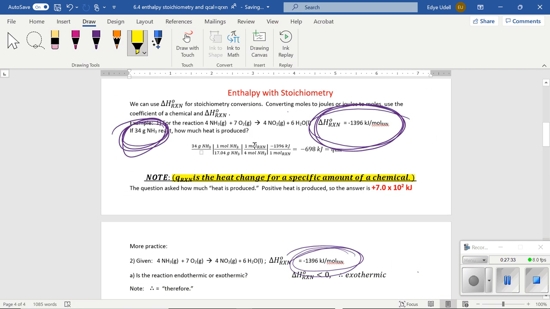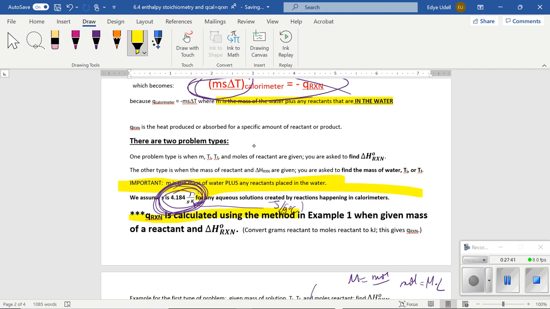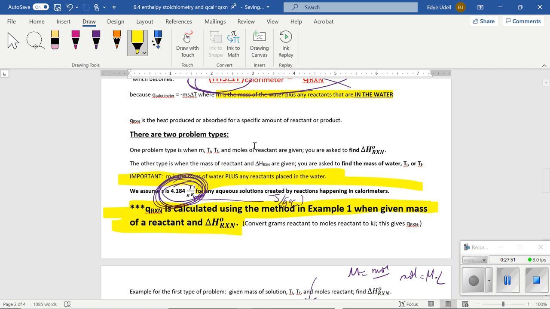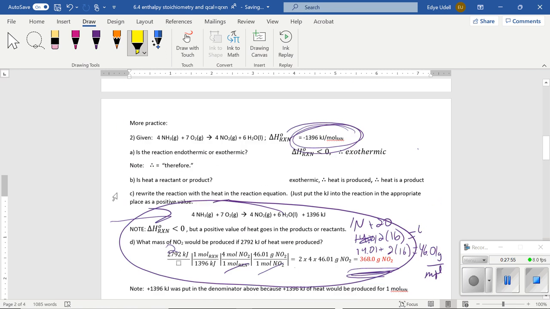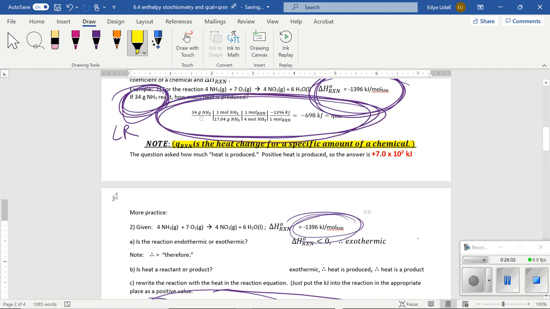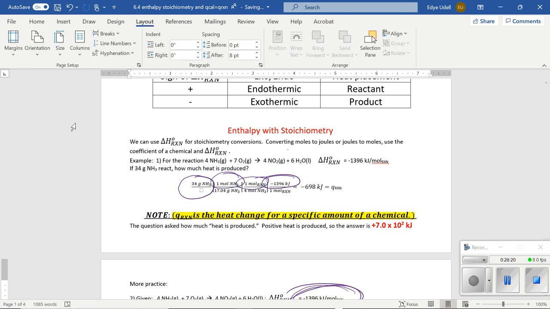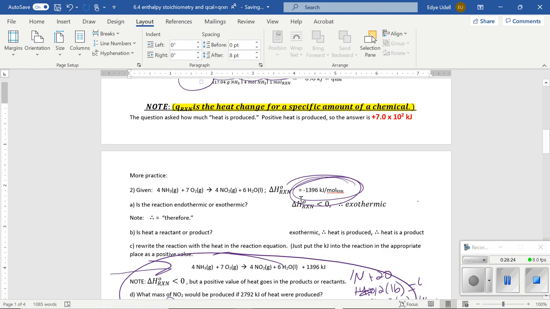I wrote a note up here. Q reaction is calculated using the method in example one when given mass of a reactant and delta H reaction. For now, you're going to have to keep looking back at your notes and kind of memorize this. It's really important. So what did we do in example one? We started with our grams, we converted to moles of the chemical, and then we converted to moles of reaction, and then we converted to kilojoules. That's what we're gonna have to do. Start with our grams of the limiting reactant and convert all the way to kilojoules.